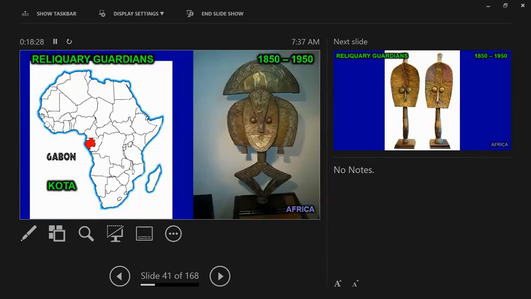All right, and here is one from the Kota region in Gabon, and this one is made out of metal. And some of these reliquary guardians are made out of metal. This one's a little bit more abstract.